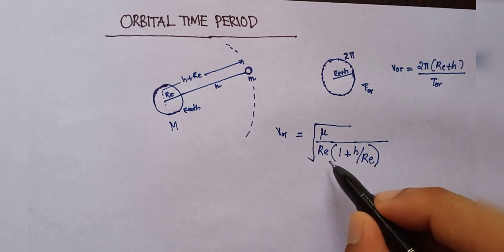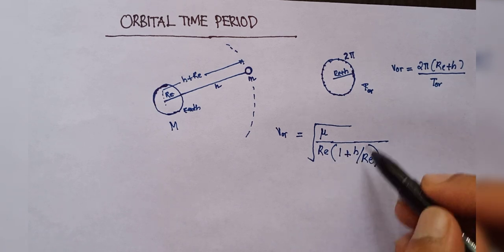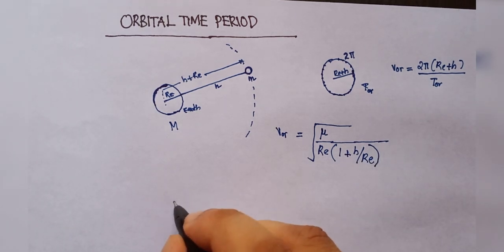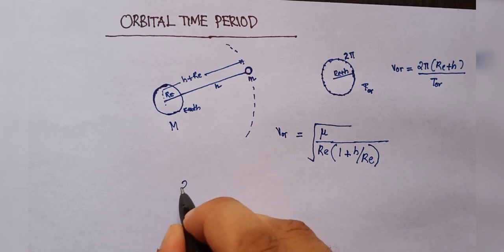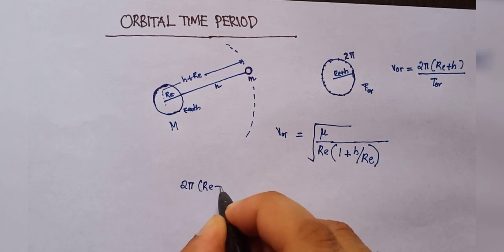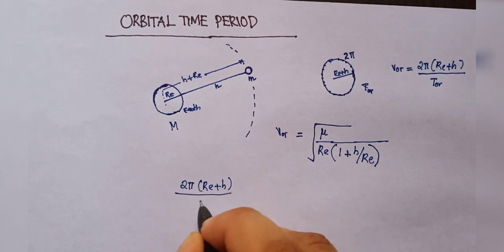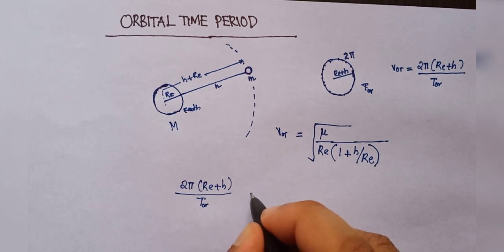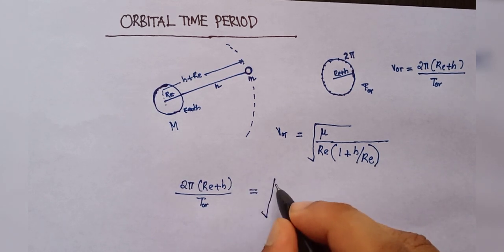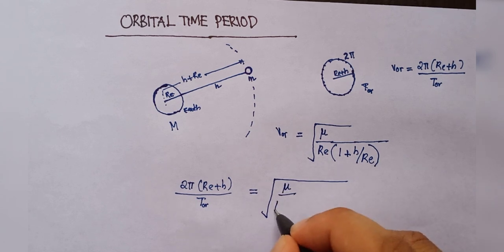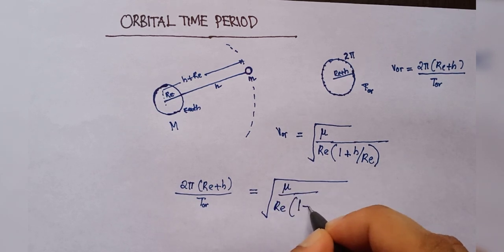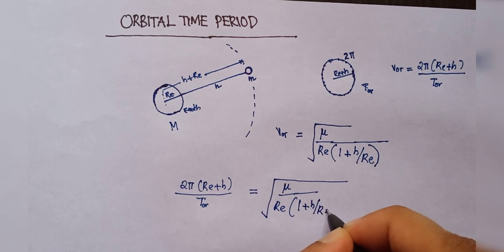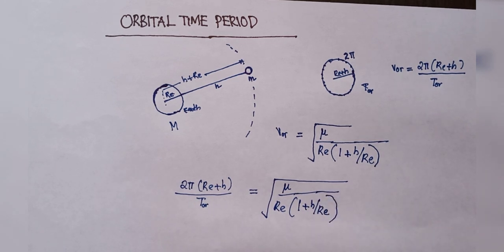And now we have Re into 1 plus h by Re. So if you equate these two terms, you are going to get a very good equation. We have 2 pi (Re plus h) divided by T orbital. Our aim is to find the expression for T orbital. So that should be equal to the root of mu divided by Re into 1 plus h by Re. Hope this is clear for you.